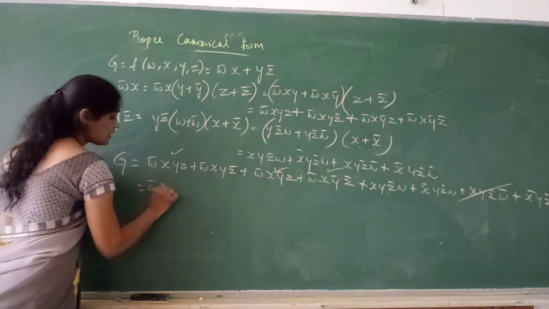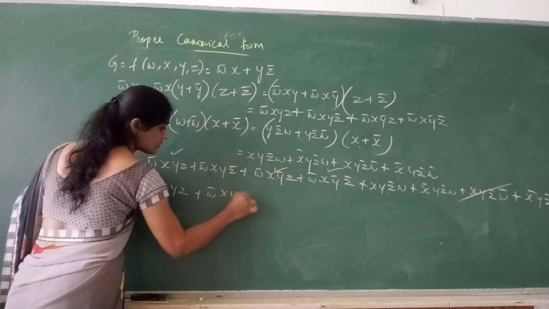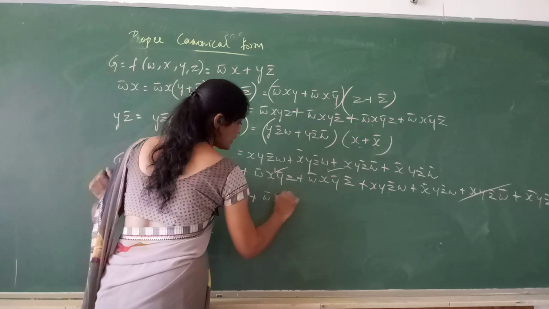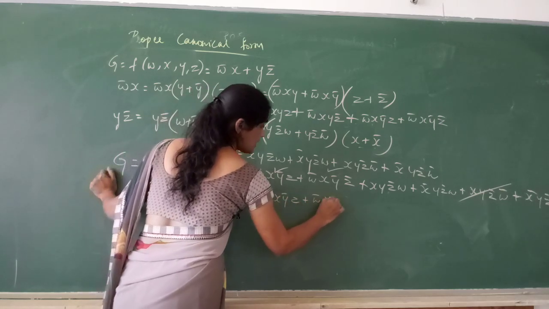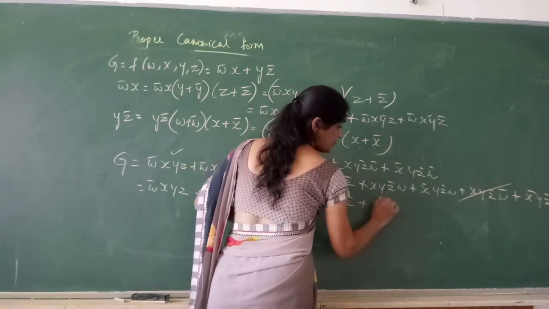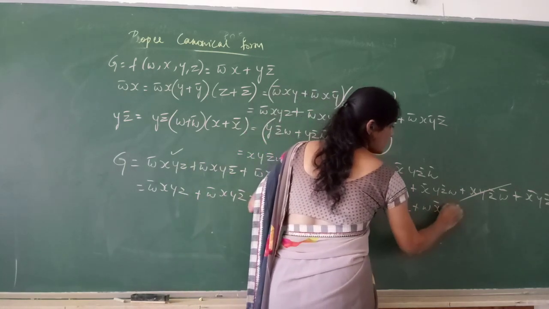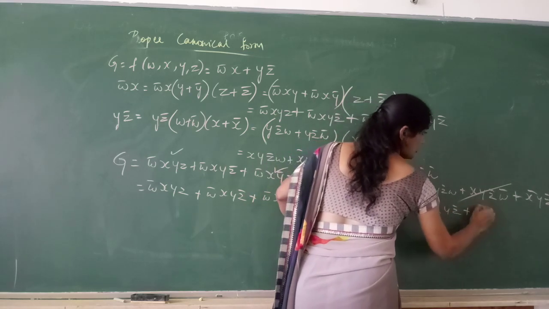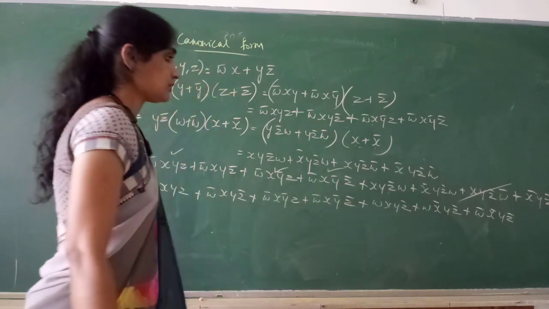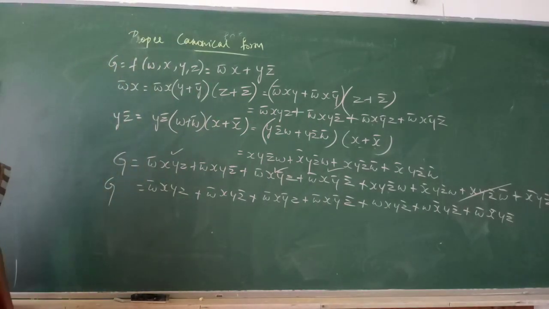So w bar x y z plus w bar x y z bar plus w bar x y bar z plus w bar x y bar z bar plus, in order, w x y z bar plus w x bar y z bar plus w bar x bar y z bar. Okay. So now this is in canonical form.